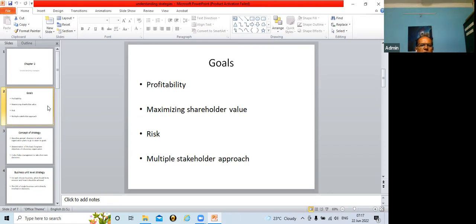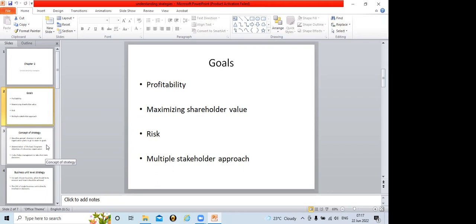If you are asked a question in examination, will you be able to explain? You can explain now how the multiple stakeholder approach works. Yes, sir. Okay, good.